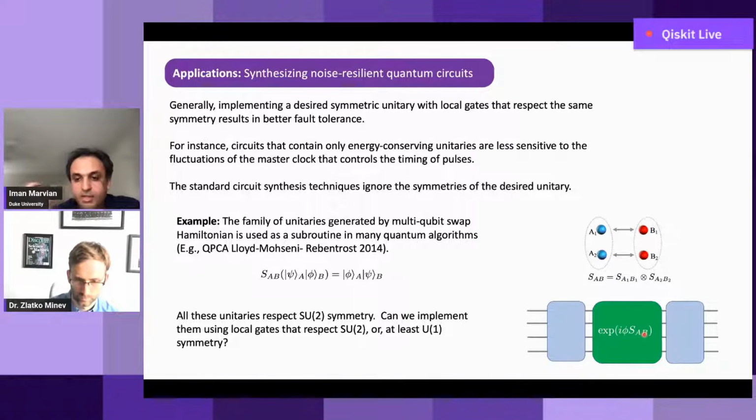And so the question is how we can implement this family of unitaries. And in particular, the fact that this family of unitaries respects SU2 symmetry and also U1 symmetry, can we take advantage of this? And can we implement this family of unitaries just with unitaries that respect SU2 symmetry or at least U1 symmetry? Maybe we need to break the SU2 symmetry of this problem and just realize it with gates that respect the U1 symmetry. So this is a question that I will answer in this talk.